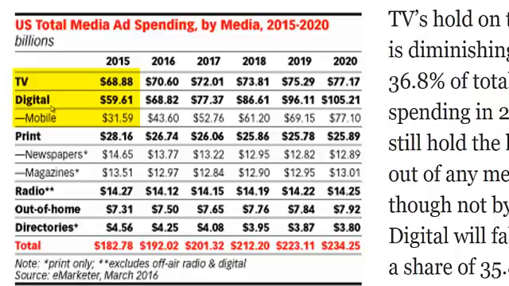But you see where it says digital, that basically means the internet. You see that the internet in 2015 was nipping at the heels of TV, and mobile, which is part of this digital spending, is more than half of internet spending.